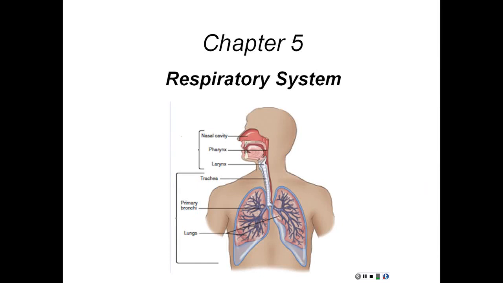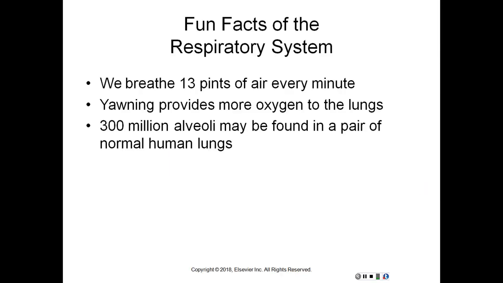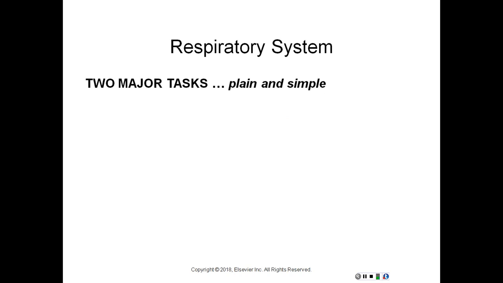Starting with Chapter 5 for the respiratory system. So just a few fun facts about the respiratory system. We breathe 13 pints of air every minute. Yawning provides more oxygen to the lungs, and we have over 300 million alveoli in each pair of our human lungs. So the respiratory system has two major tasks.